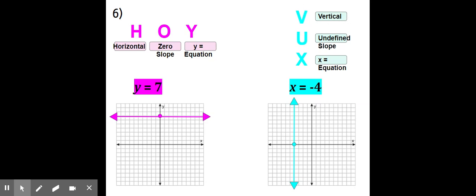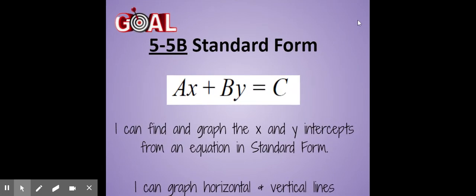Okay, if this is helpful, pause the video and write this down in your notes. Practice saying it a few times, HOI-VUX, and you wouldn't believe how helpful this has been for some students to be able to keep the difference between the X equals and Y equals equation and to not get them mixed up, which one's horizontal and which one's vertical. Okay? Well, these were our goals. We learned how to find and graph the x and y intercepts from an equation in standard form, and we learned a trick to graph horizontal and vertical lines.